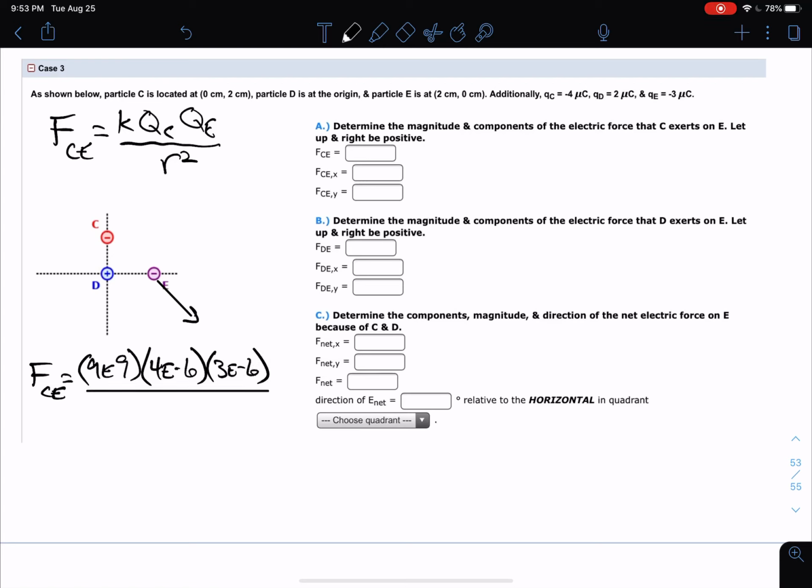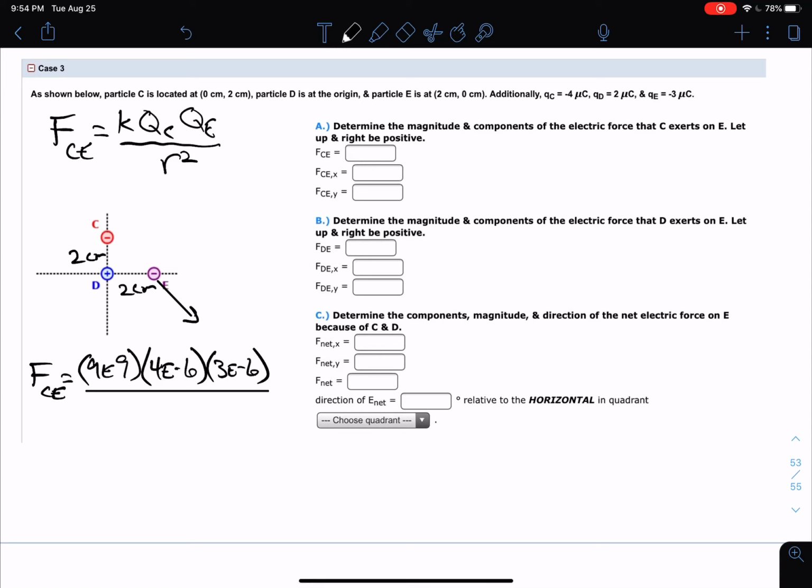Okay. Divide this all by the distance between C and E. Now, the thing is, I don't immediately know the distance between C and E. You'll see here that I'm told that particle C is located at 0, 2. Okay, so the distance between here and here for me, this is 2 centimeters. And then I'm told that particle E is at 2, 0. So that tells me that this distance is 2 centimeters.